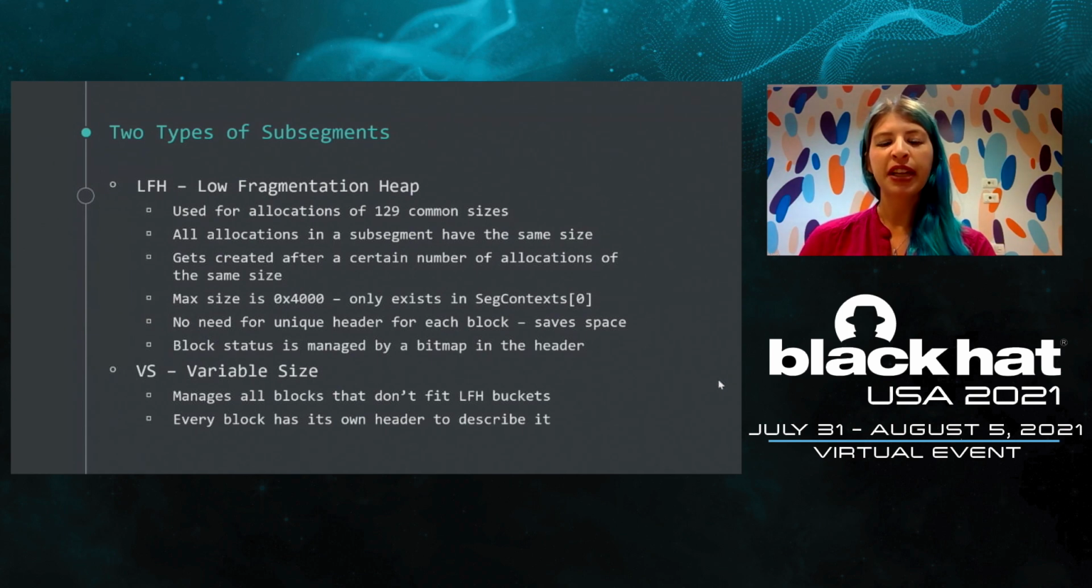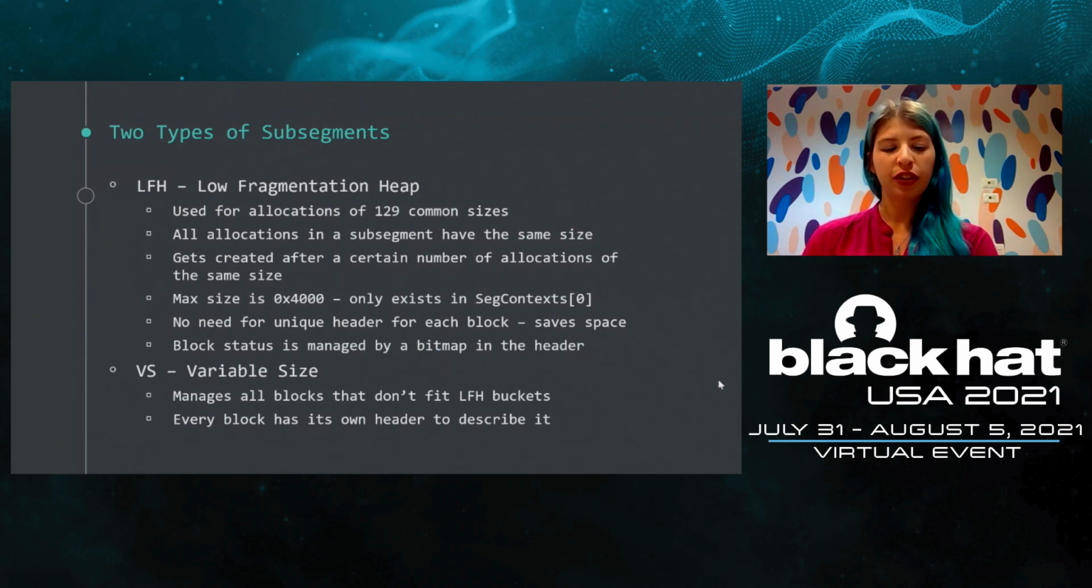We can just have a subsegment of only block size 20 hex bytes, one after the other, and then we don't really need a header for each. We just know that all the blocks here have the same size, and it's very easy to find them with simple arithmetic. And we can save a whole lot of space on headers that aren't really necessary. So for 129 common sizes, up to 4,000 hex bytes, we have LFH subsegments.